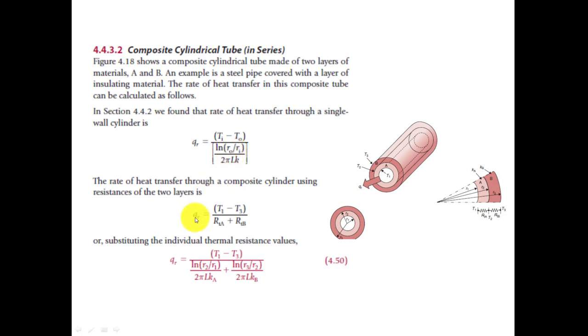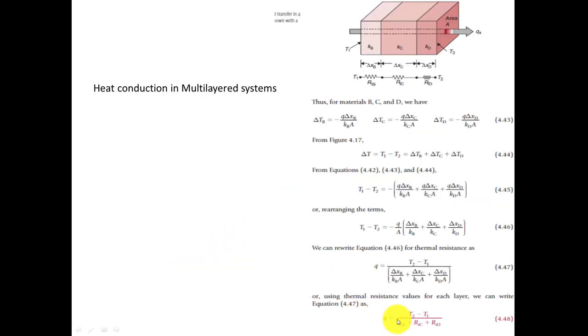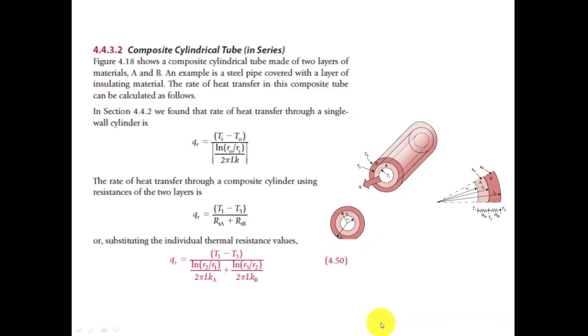So Qr will simply be equal to Ti minus T3 divided by RtA plus RtB. It will be the sum of RtA plus RtB, as we have solved in the previous equations, like Q is equal to T2 minus T1 divided by the total thermal resistance of the first layer, second layer and third layer. The same formula we can apply here, that Qr will be equal to T1 minus T3. It is the temperature difference because the inner temperature is T1 and the outermost layer temperature is T3. It will be divided by RtA plus RtB.